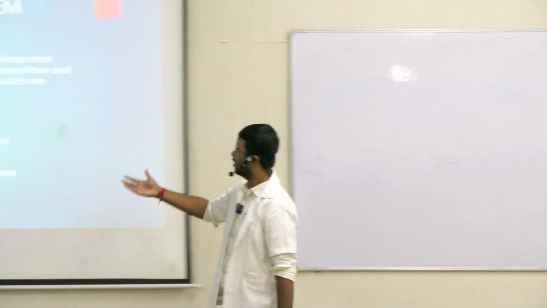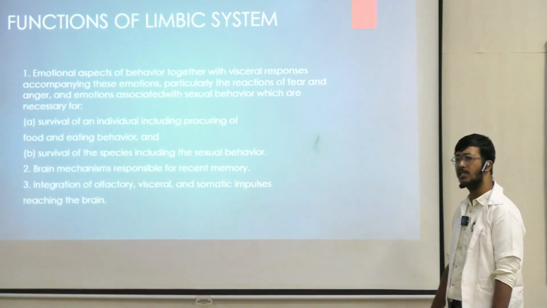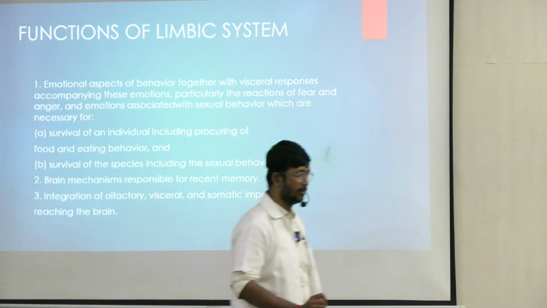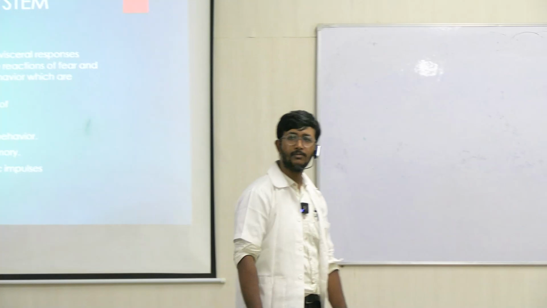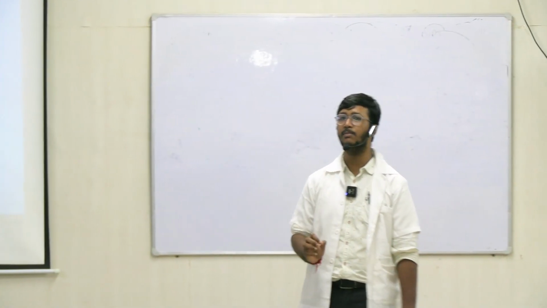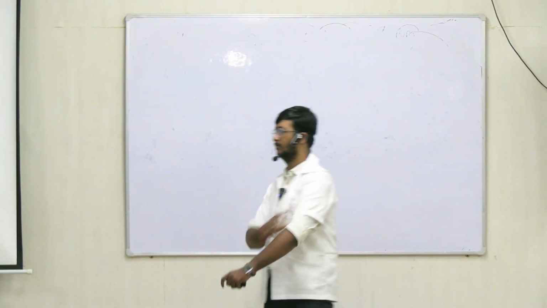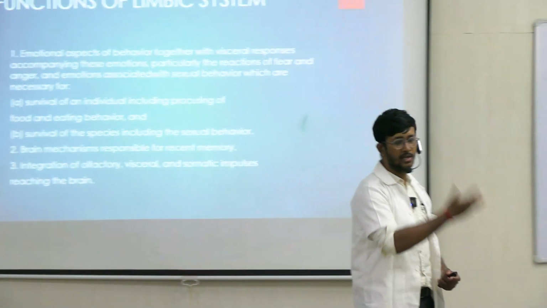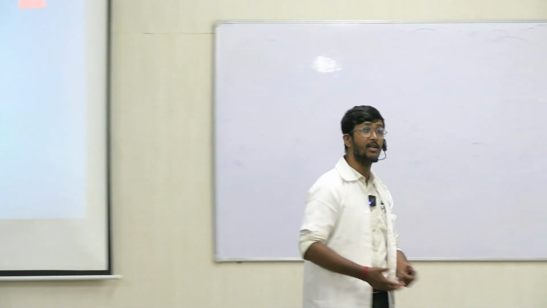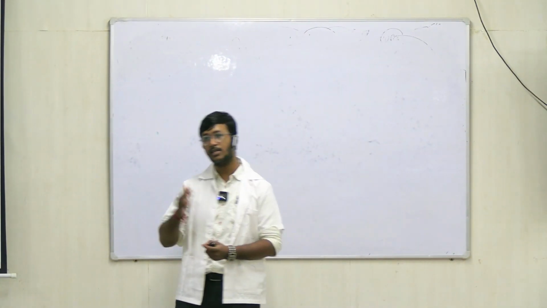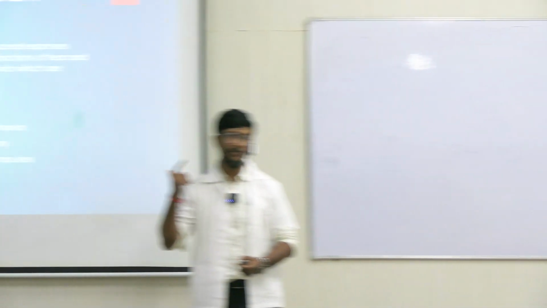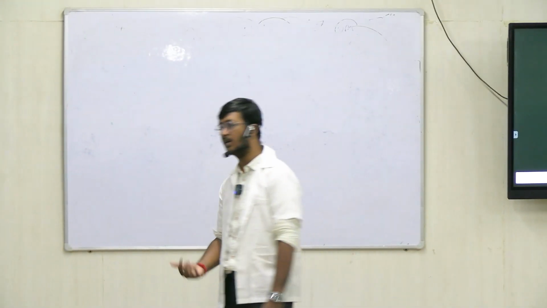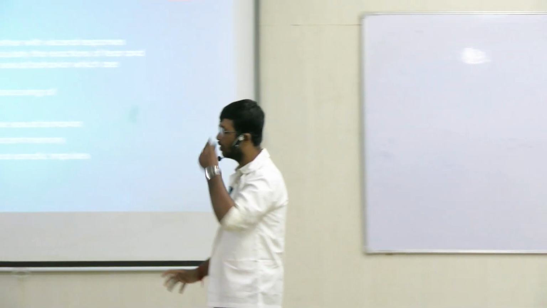Okay. Then brain mechanisms responsible for recent memory. So basically the limbic system has hippocampus, and this hippocampus is responsible for your recent memory. What is the recent memory? Anybody knows what is recent memory and what is remote memory? Recent memory means whatever I have eaten in the morning, whatever happened in my previous night, then what am I studying right now, that is your recent memory. Remote memory is what happened in my class 5, what happened in my class 12, what happened when I fell in the bathroom 5 years back, that is your remote memory. So these are also controlled by your brain.